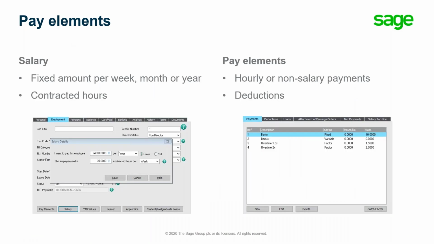So two different ways that you can set up pay elements in the software. The simplest option for those employees that are paid a fixed amount every week, month, or an annual salary divided equally is to use the salary details section. So this is where you record the salary amount, and you can enter it as a yearly amount or a weekly or a monthly amount. You'd also record the contracted hours the employee normally works, which can be used then to calculate overtime rates and things like that.